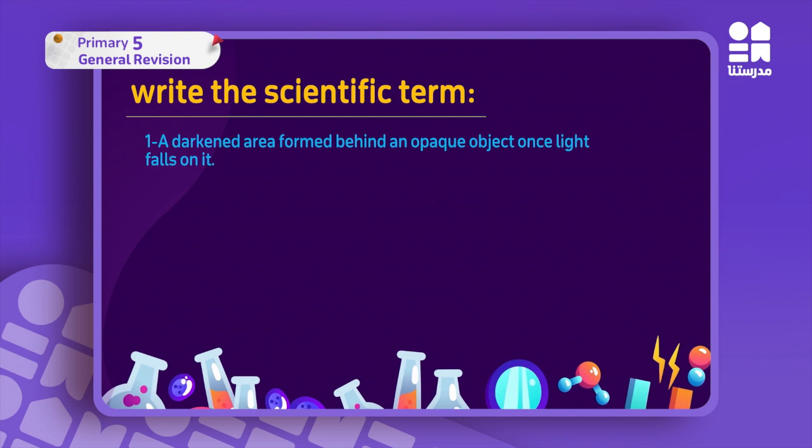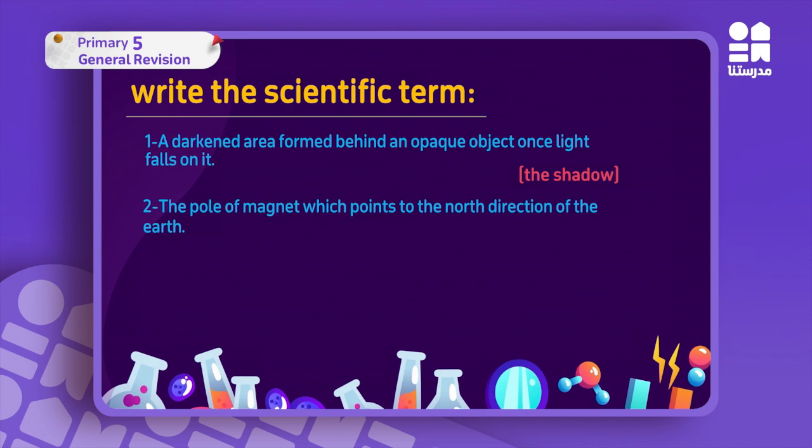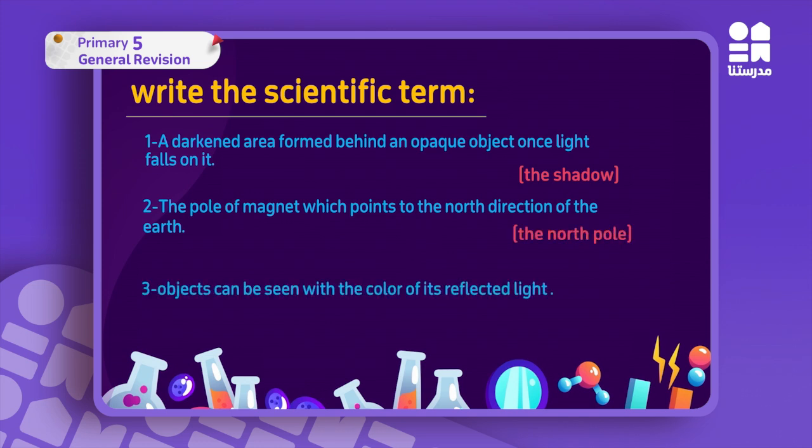Next question, write the scientific term. A dark area formed behind an opaque object once light falls on it. So when light falls on an opaque material, it will form the shadow. The next question, the pole of a magnet which points to the north direction of Earth. Is it the North Pole or South Pole? It is, of course, the North Pole. Number 3, objects can be seen with the color of its reflected light. So they reflect light, so they are opaque. And they have color, so they are colored opaque objects.